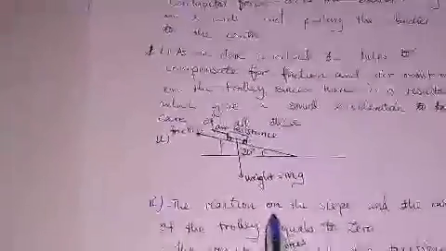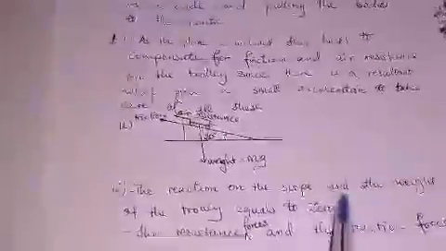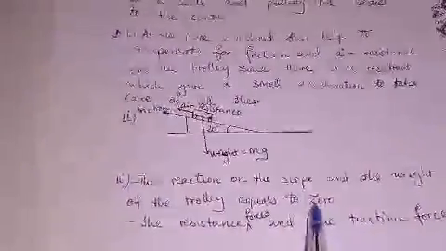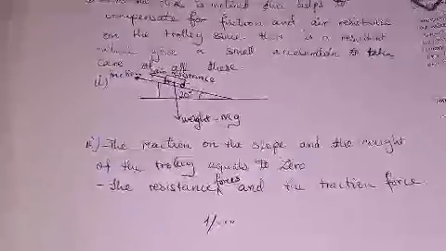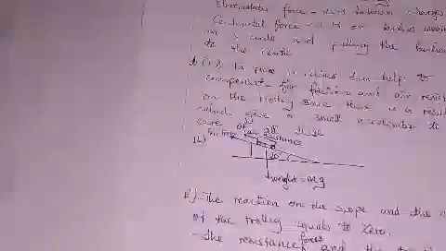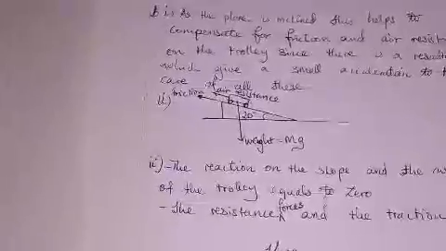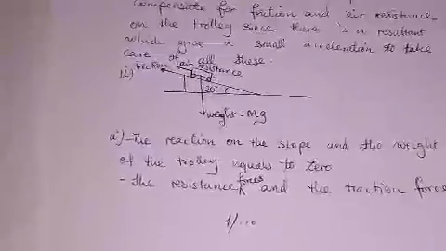Name two of the forces whose resultant is 0. Further, we know that the reaction on the slope and the weight of the trolley equal to 0, because the reaction should always be equal to the weight of the trolley. Then the resistive forces and the traction force should be equal to 0, meaning that the force that is pushing the trolley down the slope should be equal to the resistive forces that is resisting the trolley, so that it should move at a uniform speed. That's what it is.